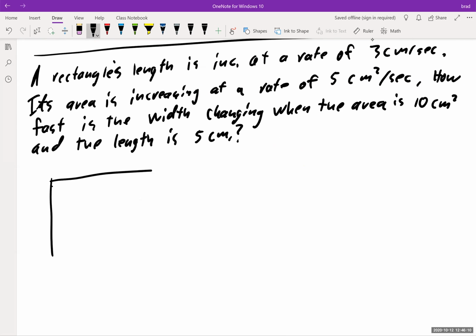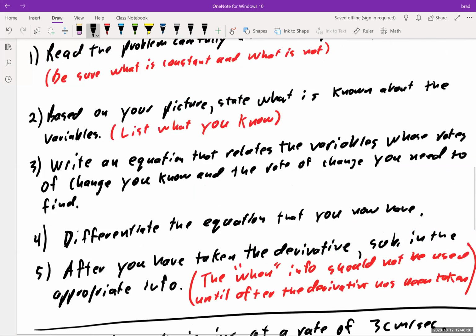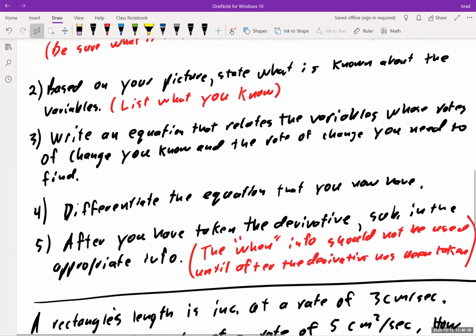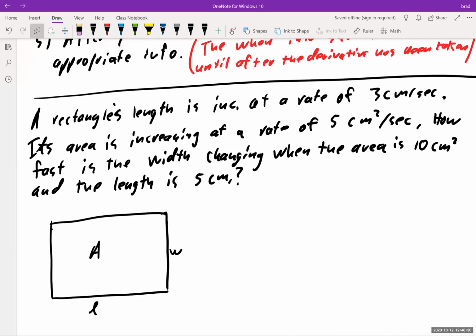A rectangle is definitely a shape that I know how to do. Okay, so we have our rectangle. Let's say that this has an area. This has our length. Let's call this our width. Okay, so now we drew our picture. It says read the problem carefully and draw a picture. So we need to figure out what we're trying to find. So step one, we drew the picture. Now let's write out the stuff we know and maybe label a few things.